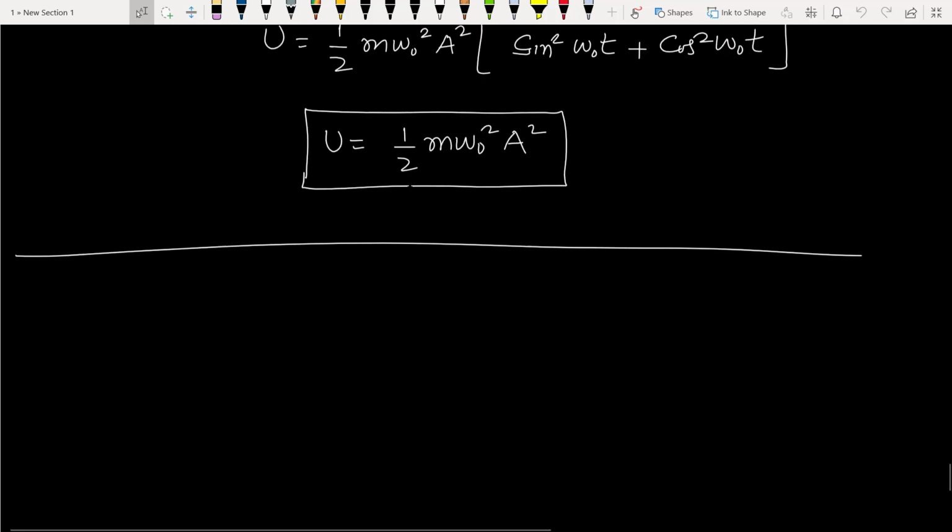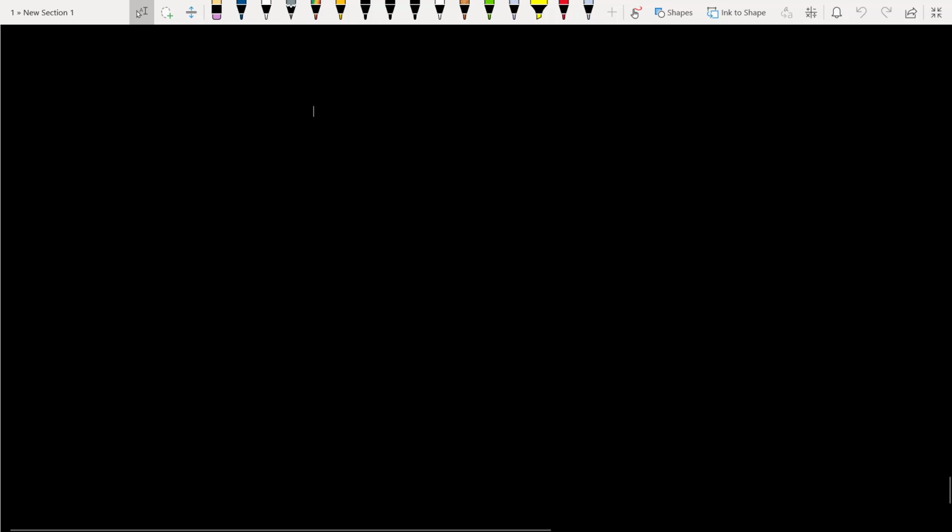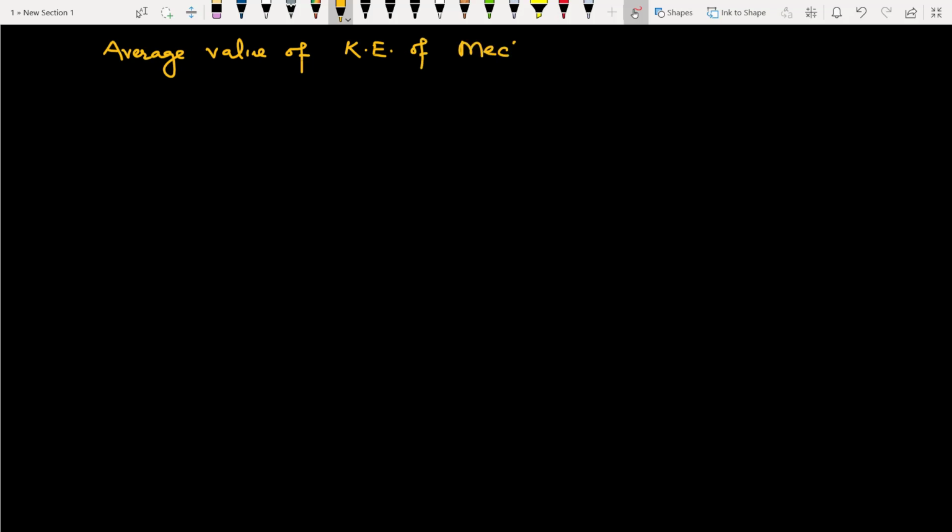So continuing the lecture in part 2 of the mechanical oscillator, today we will find the average value of kinetic energy of the mechanical oscillator.